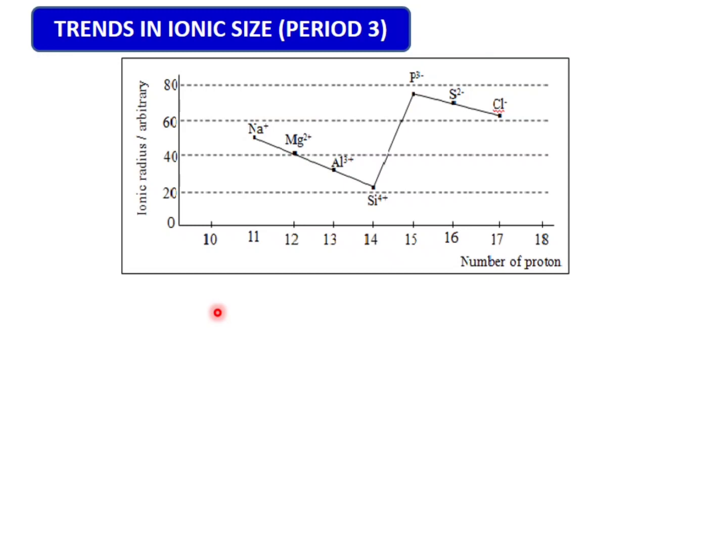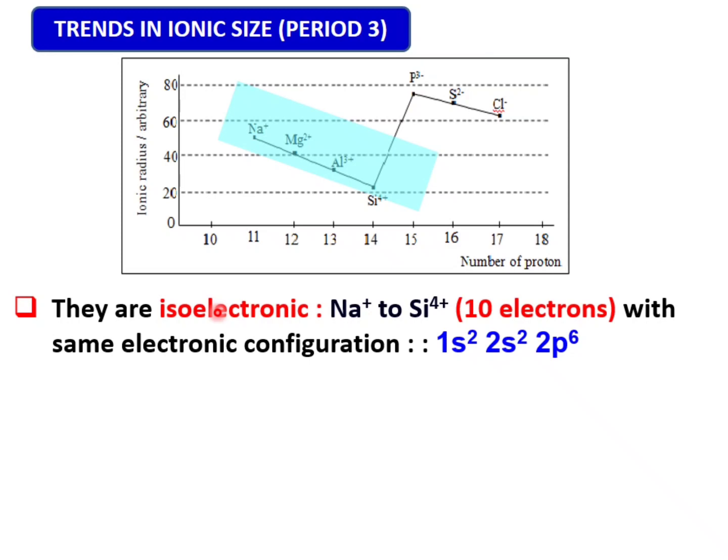Why does this happen? How to explain this trend? Okay, so we focus on the first part, which is the cation part: the sodium ion, magnesium, aluminium and silicon ion. Actually, sodium to silicon is isoelectronic because all these ions consist of 10 electrons with the same electronic configuration, 1s2, 2s2, 2p6. The configuration is the same, you can try to write it.